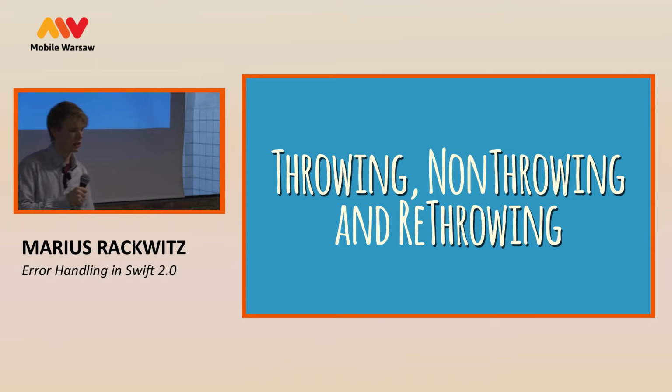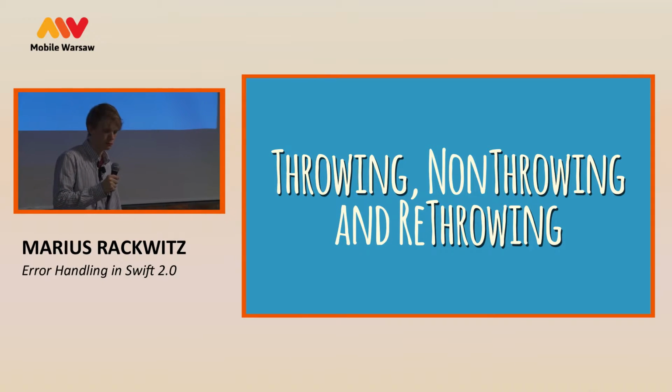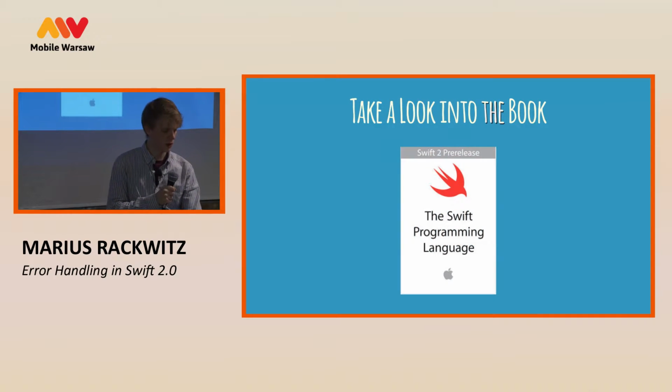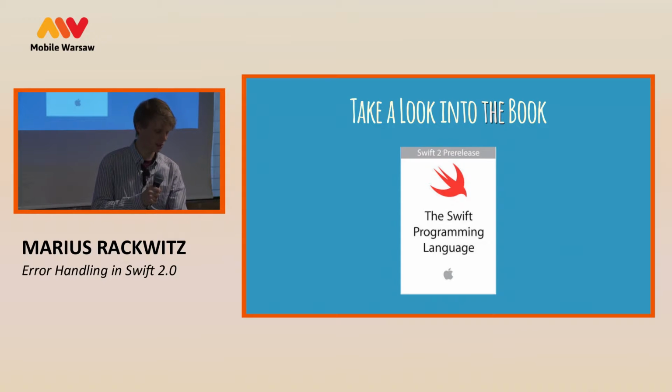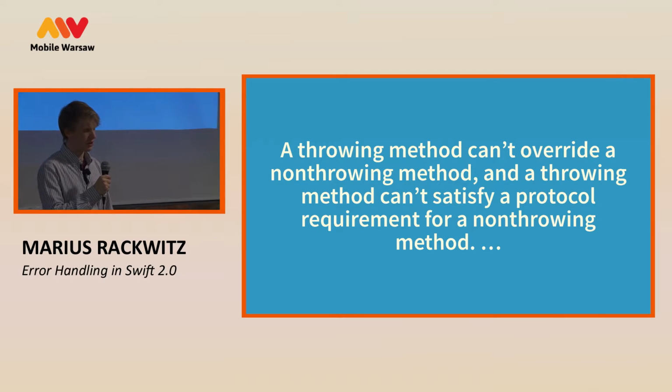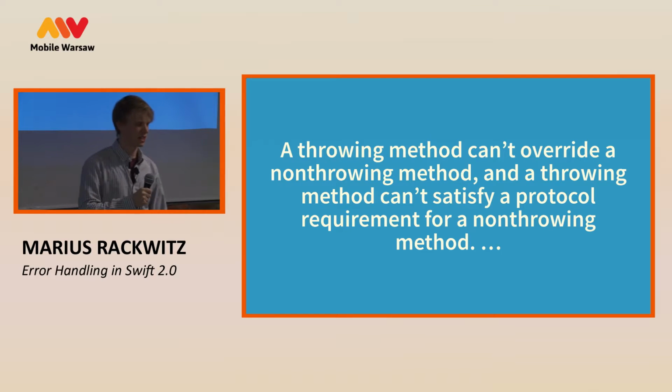And when we take a look into the language and the syntax elements available, we will come across throwing, non-throwing, and rethrowing. So those are the striking words. But what do they mean? When we take a look into the book, The Swift Programming Language, here's the pre-release version, there's a nice explanation about what they do. A throwing method can't override a non-throwing method, and a throwing method can't satisfy a protocol requirement for a non-throwing method. Seems pretty clear, right?